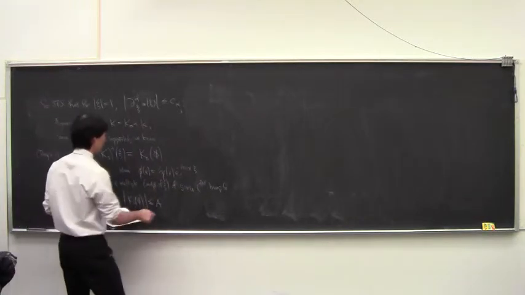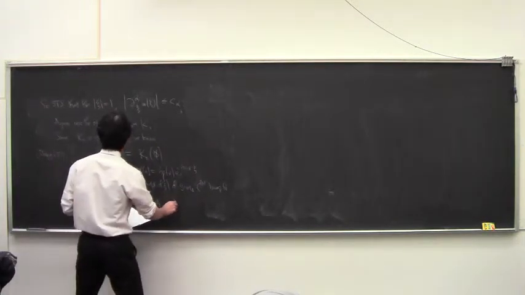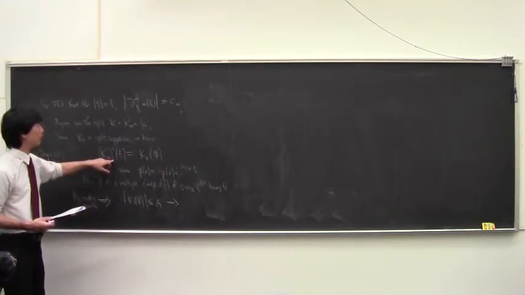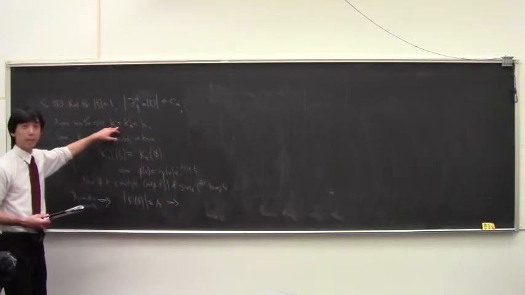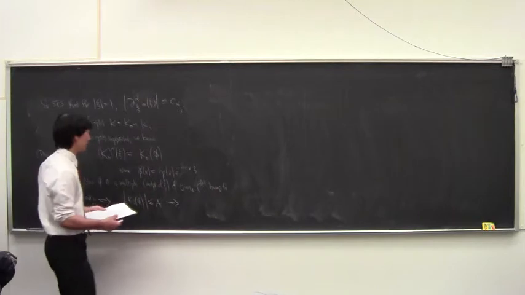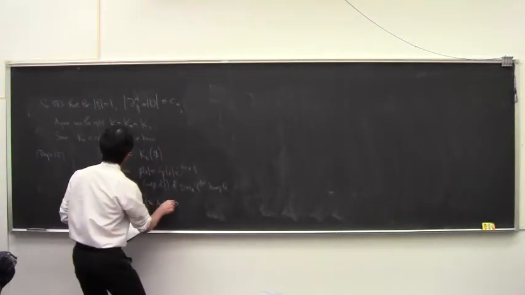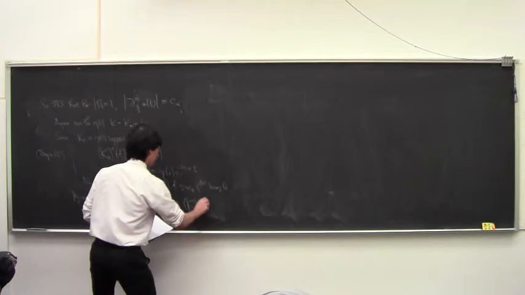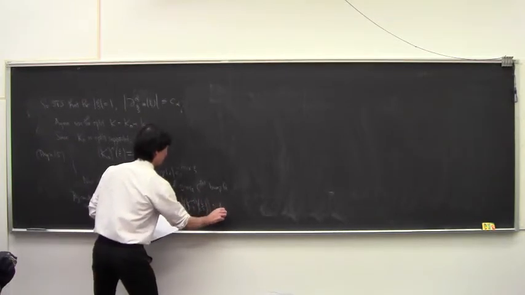This part of the Fourier transform of the distribution is bounded by some constant. So we get that this part of the distribution is bounded by some constant.